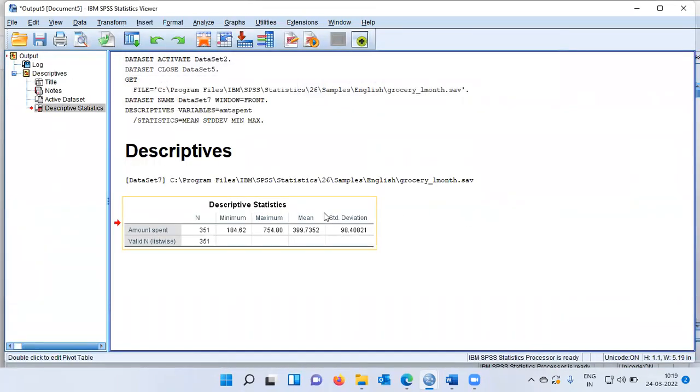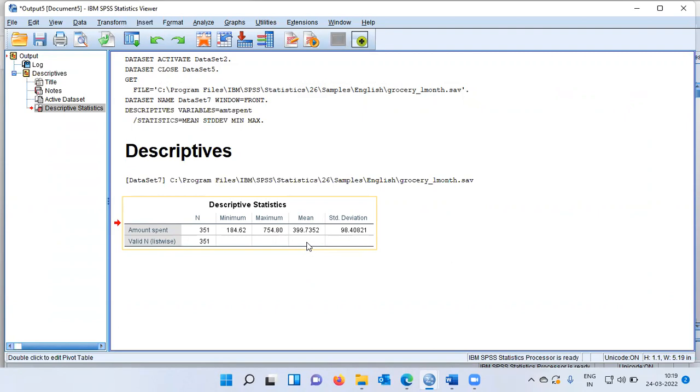You can see here in this table, it gives me N, which is the sample size, the minimum, maximum, mean, and standard deviation. The mean spend is $399.73. If I round it off, it becomes $400. So an average customer spends $400 while he is buying grocery items.